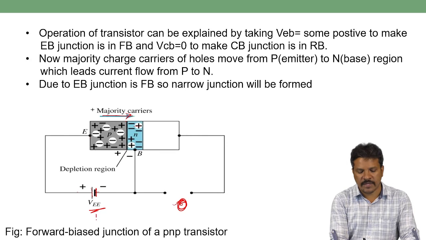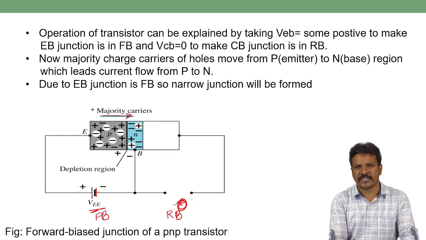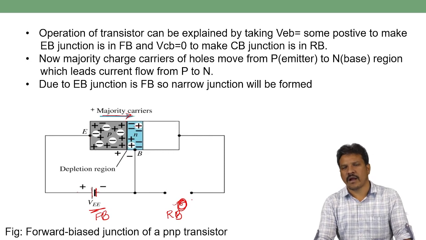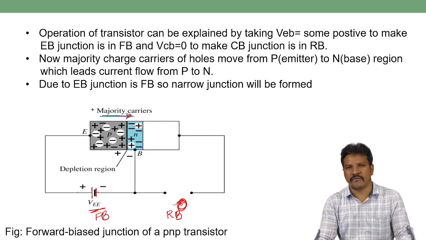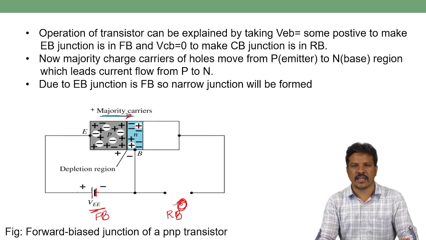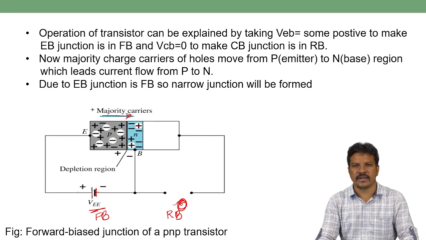The emitter-base junction is forward biased and the collector-base junction is reverse biased. This is a quite common connection for an amplifier. That's why we have seen the operation of the PN junction diode for this amplifier case: the emitter-base junction is forward biased and the collector-base junction is reverse biased.